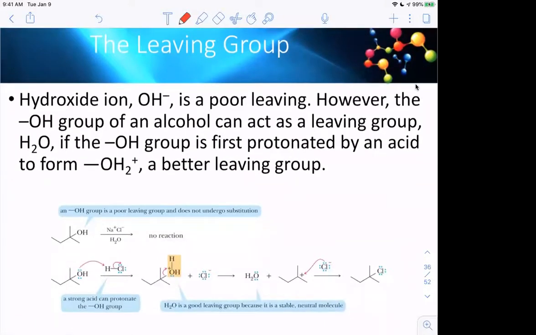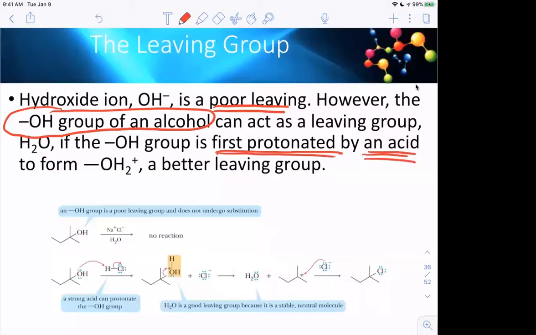So hydroxide is a very poor leaving group. But I can get this OH, if it's attached to a carbon and forms an alcohol, right? I can get it to act as a leaving group if I first protonate it with an acid. If I protonate that, what's leaving is water, right? Water is a neutral molecule. It is a much better leaving group than OH minus.